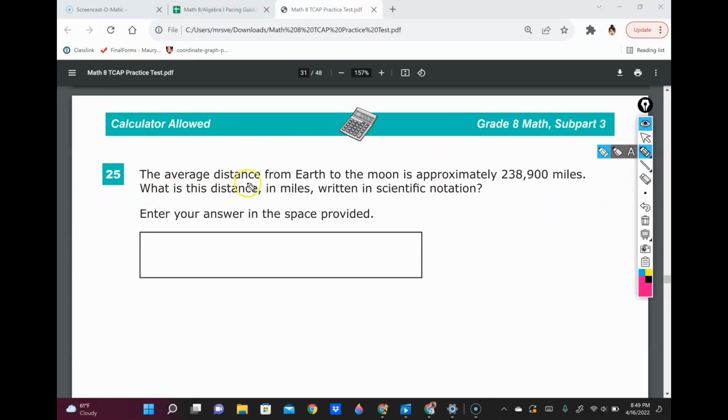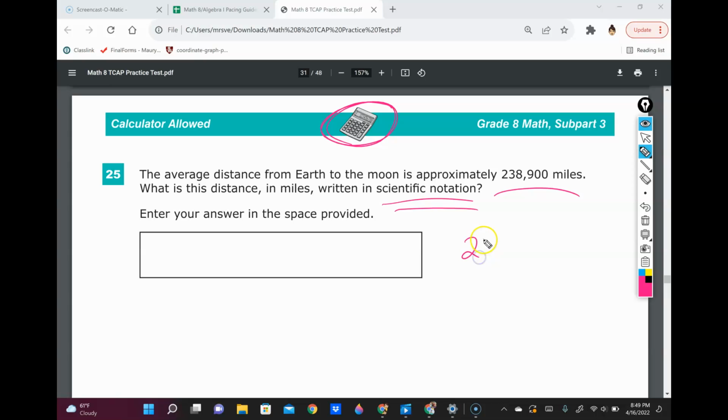Number 25, the average distance from Earth to the Moon is approximately 238,900 miles. What is the distance in miles written in scientific notation? Notice this is a calculator question, so you can plug this in your calculator. Keep in mind that these are very old questions, so you might find this question pop up under the non-calculator section. So we need to know how to do it both ways.